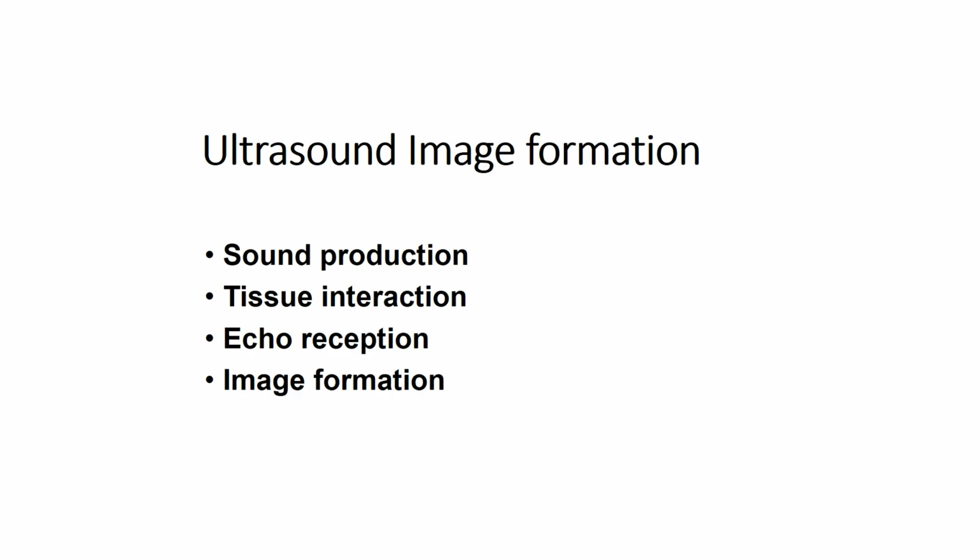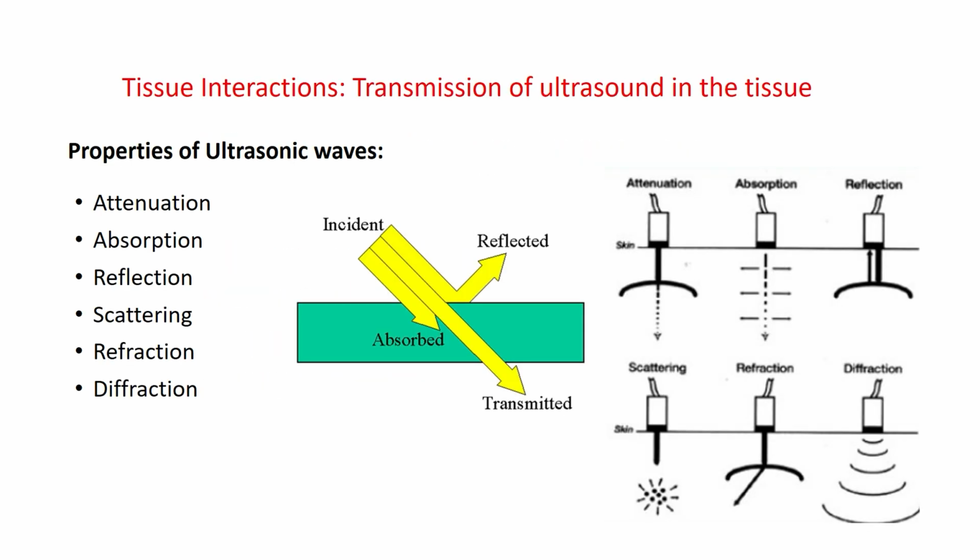So, how is the image formed in ultrasound? As we have already discussed in the previous slide, the sound is produced by the piezoelectric crystal in a transducer. It penetrates the tissue, interacts with the tissue, and reverts back in the form of echo. It is received again and sent to the CPU, and the image is formed.